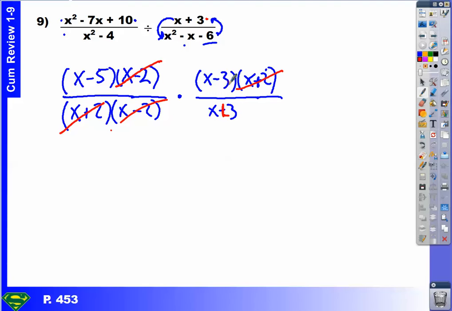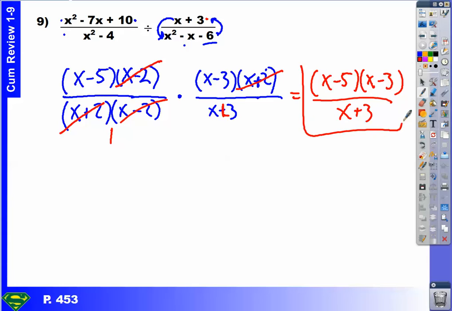So now I'm left with multiplying my pieces together. X minus 5 times x minus 3, and we just have 1 in the denominator here, 1 times x plus 3. And that's it. We are done. So when you're given a problem that requires polynomial division, make sure that you have everything in factored form, reduce, and then multiply the pieces together.